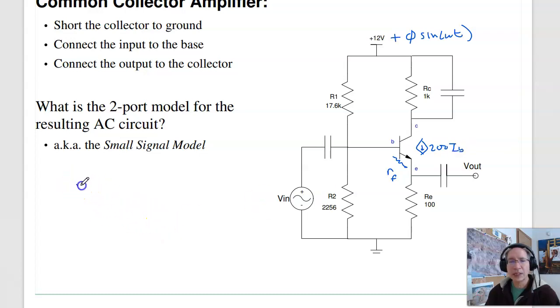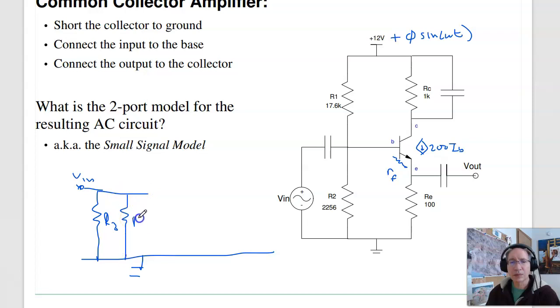Now at the input, I'll go from the input. First thing I see is R2 to ground. I see R1 to ground. Takes you to the base.